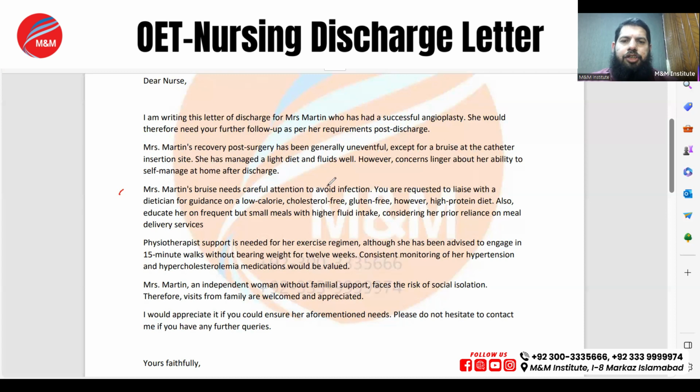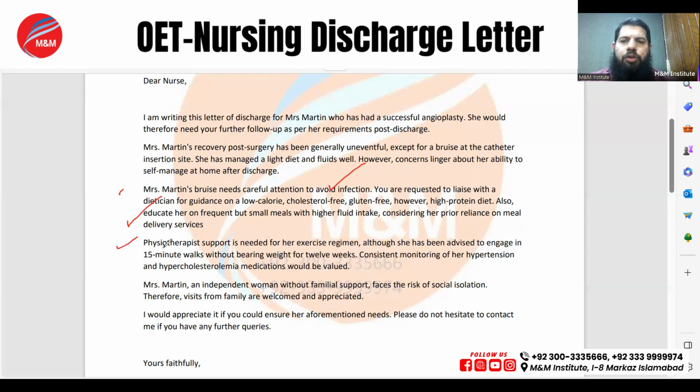Who needs attention to avoid infection. You are requested to liaise with a dietitian for guidance on a low-calorie, cholesterol-free, gluten-free, however high in protein diet. Also educate her on frequent but small meals with higher food intake. So everything is quite focused in this letter with regard to the discharge plan.